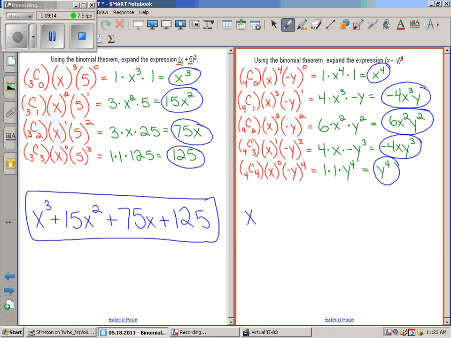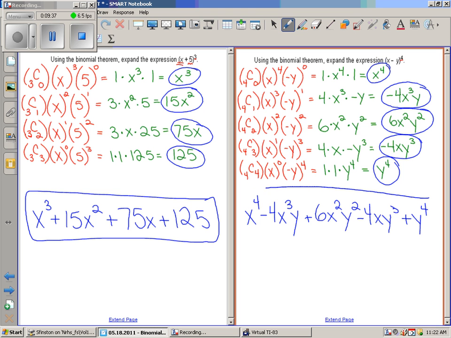I circled them to keep track of them for me, because otherwise I get lost. And then it's x to the 4th minus 4x cubed y plus 6x squared y squared minus 4xy cubed plus y to the 4th.